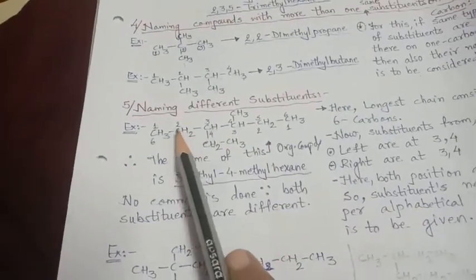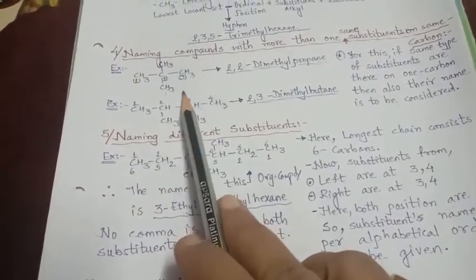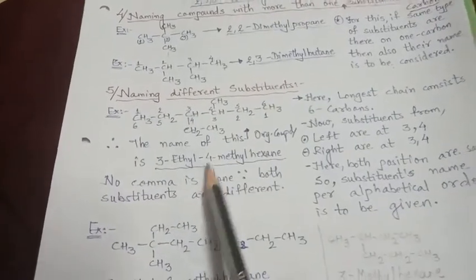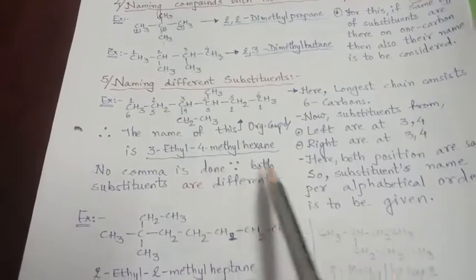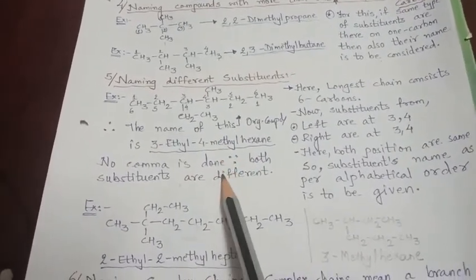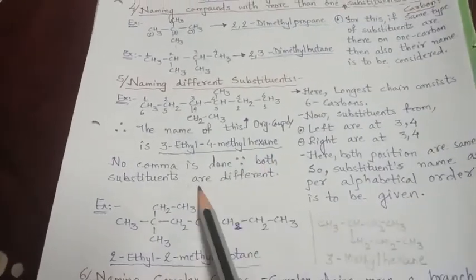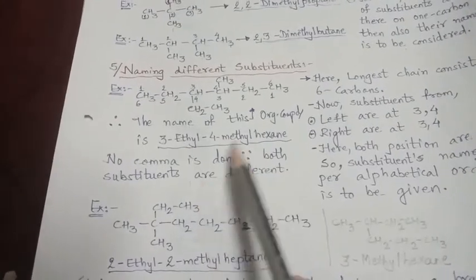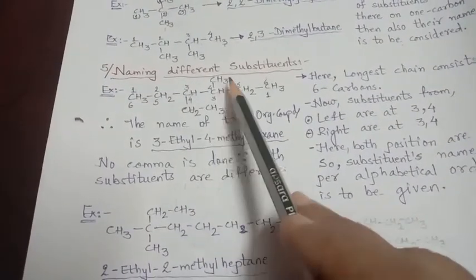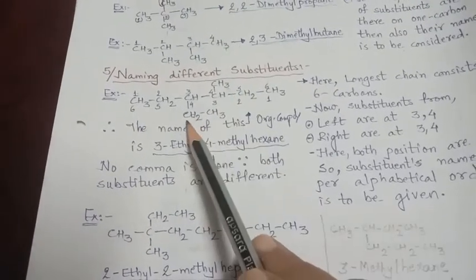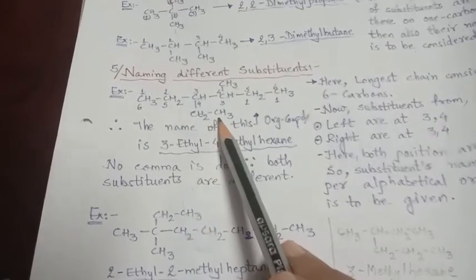Now the next rule is naming different substituents. See here, whatever the branches were, all were methyl. But now there will be some different branches. So first of all, what will we have to do? We will have to consider the longest chain. Then we will have to see the lowest locant. And then we will have to see, on the lowest locant, if both attachments are different. Here see, this attachment is CH3, that is methyl, and this attachment is CH2, CH3, so 2 carbon ethyl.